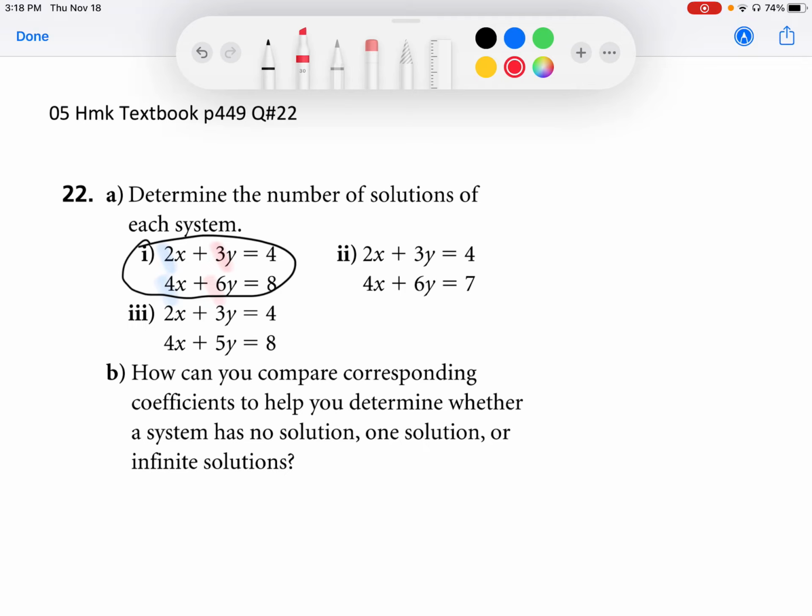So looking at the coefficients, we have a 2 to 3 ratio. And so this is for 1. So for 1, we have a 2 to 3 ratio and a 4 to 6 ratio. Well, these simplify to the same ratio. So they are parallel. So same ratio. Therefore, they are parallel lines.